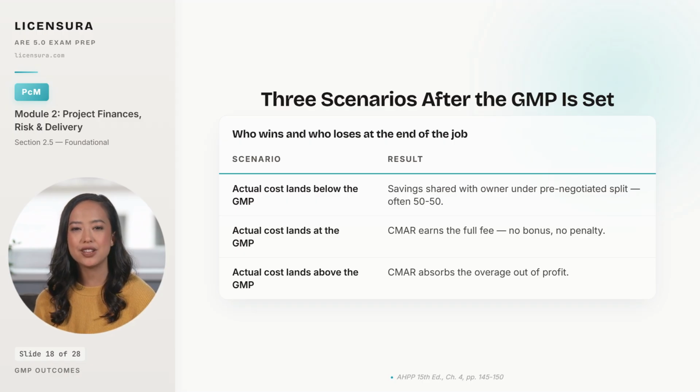There is one subtlety the exam likes to test, and getting it wrong on a real project can drag the architect into a lawsuit. The GMP can be amended for legitimate, owner-driven changes, added scope, design changes the owner requested after the GMP was set. What it cannot be amended for is the contractor's own bad estimating or productivity problems. And a contractor who tries to claim those as owner-driven changes will sue the architect to support the argument.